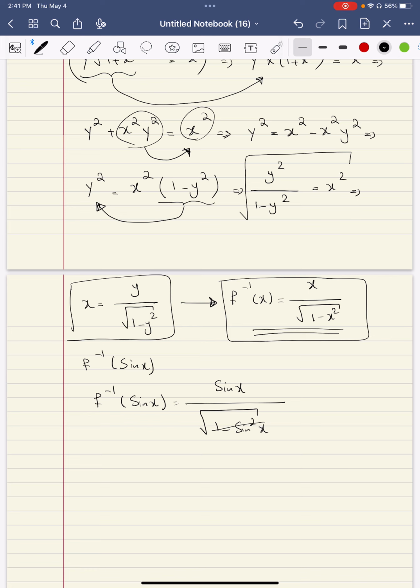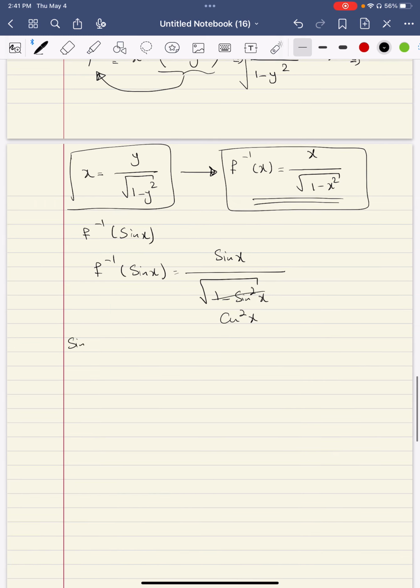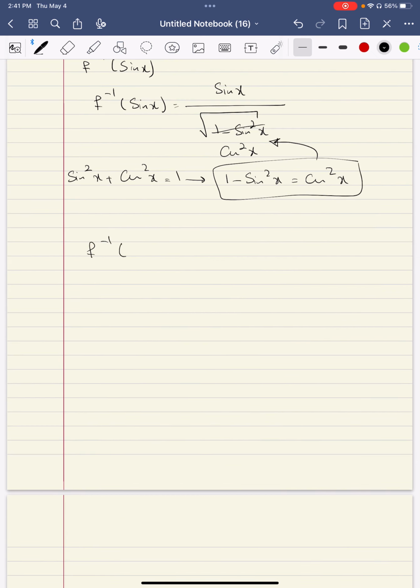1 minus sine to the power of 2 x is cosine to the power of 2 x, right? We have sine to the power of 2 x plus cosine to the power of 2 x equals 1. It means that 1 minus sine to the power of 2 x equals cosine to the power of 2 x. So we have f to the power of -1 at sine x equals sine x over root cosine to the power of 2 x.